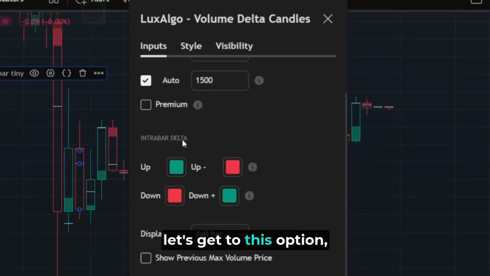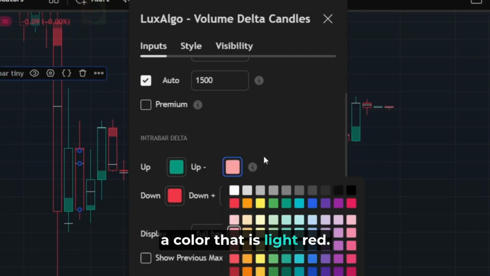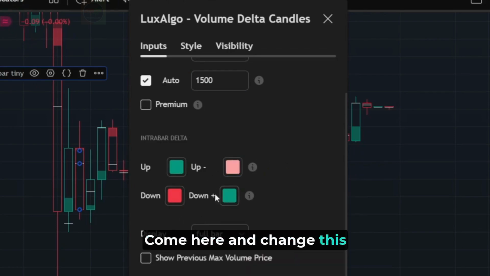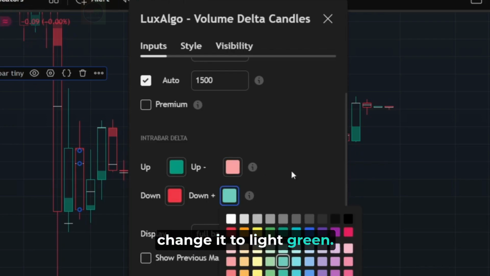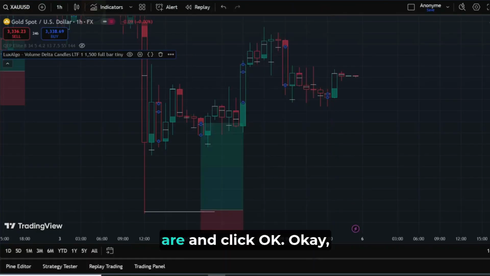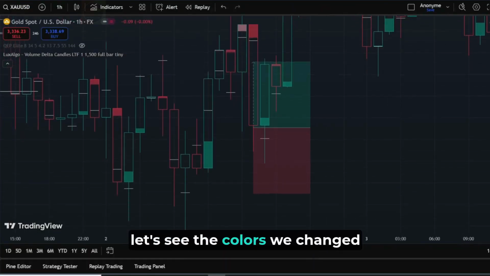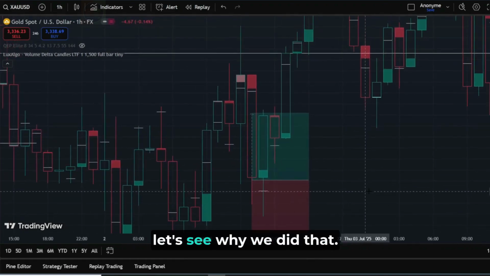Second, let's get to the option with intrabar delta. It's better if you change the color here on the up, change it to light red. And you know why. Come here and change this color that is green to light green. Okay, let's leave the settings as they are and click OK. Let's see the colors we changed a little while ago, and why we did that.